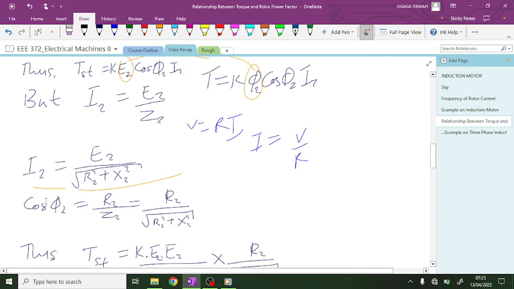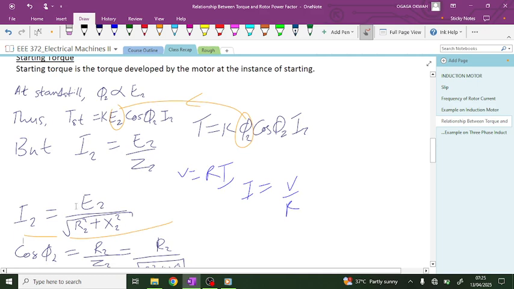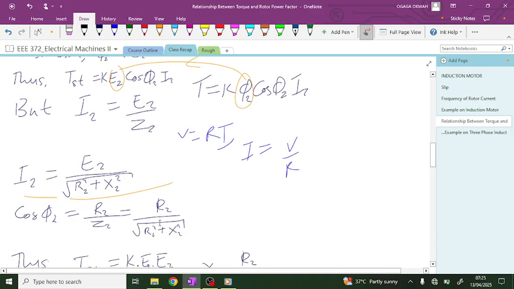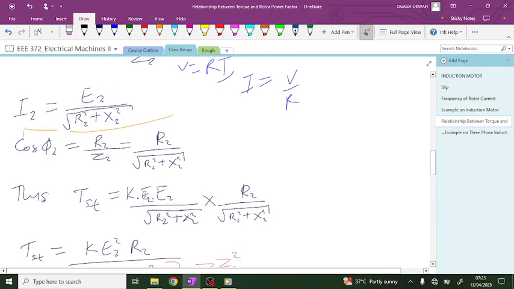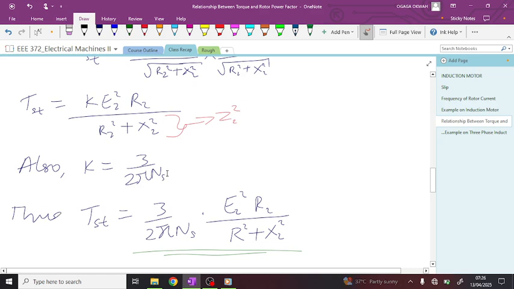Now this also can be substituted into this formula right here. Thus the starting torque equals, of course the K remains, then we bring everything here into E2, and everything here into cos phi 2. Already we have one E2 there, so this E2 will give us another E2, and then all over this, and you simplify to have this. When this is multiplied, the square root sign cancels out, and we have Z2 squared.